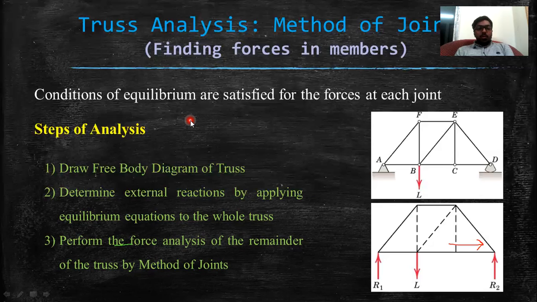So what actually is the method of joints? To determine the member forces, we use this method, and these are the steps through which we can find the member forces. As you can see, the first step is to draw the free body diagram of the truss. This is very important in structural analysis. In any kind of structural analysis, drawing the free body diagram is very important, so you have to keep that in mind.